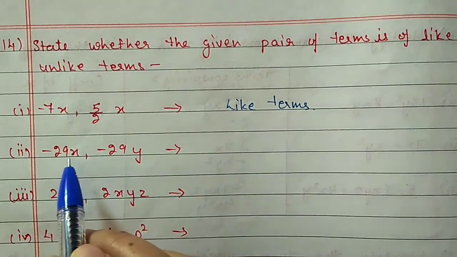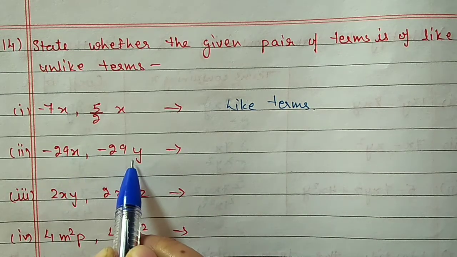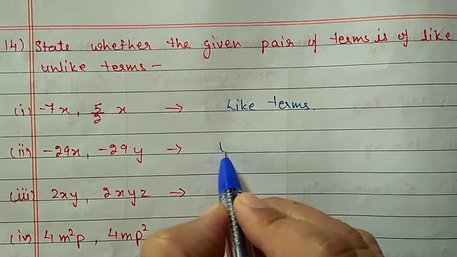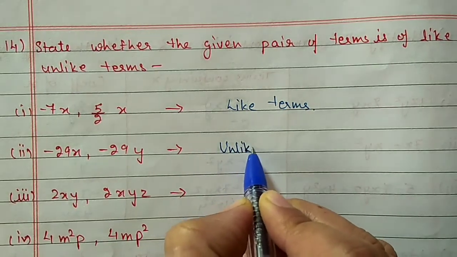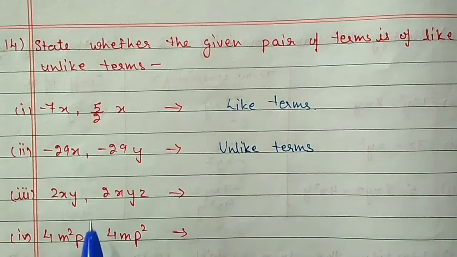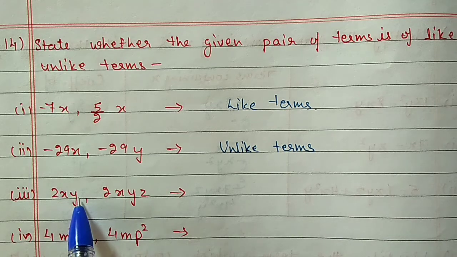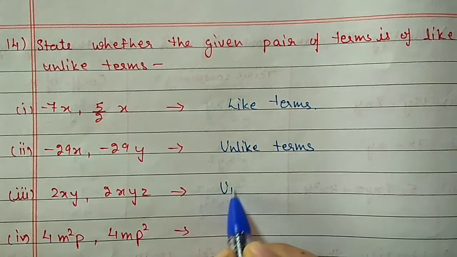Second one, minus 29x and minus 29y. X and y, these two are different. So these are unlike terms. Third, 2xy and 2xyz. These are also different because the first one does not have z. So these are also unlike terms.